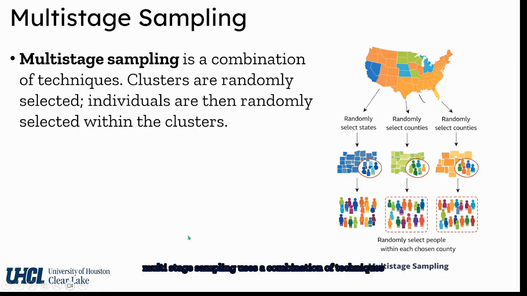Multi-stage sampling uses a combination of techniques. So I'm going to randomly select clusters, and then there are going to be individuals from those clusters that are also randomly selected. So in the image over here, I have the United States. I'm going to randomly select certain states, and then from those states, I'm going to randomly select people from certain counties.